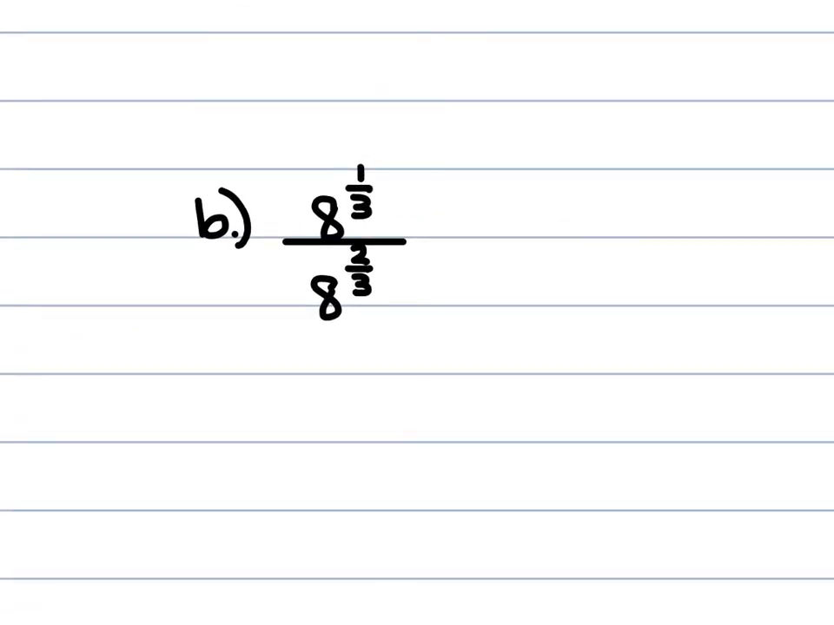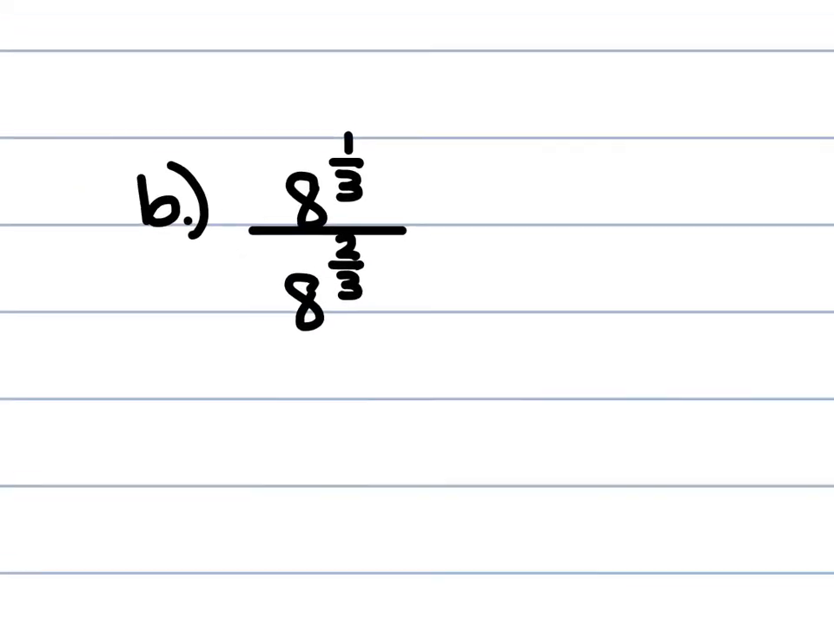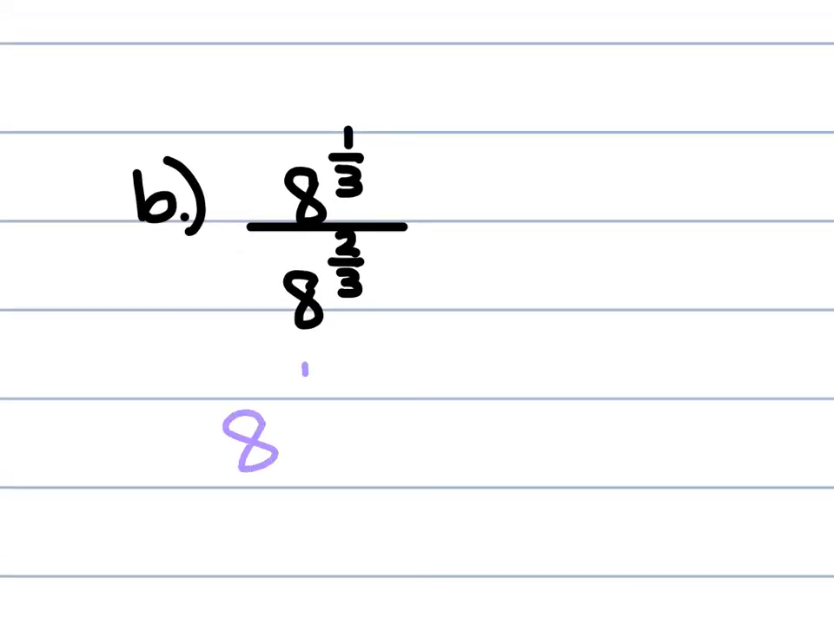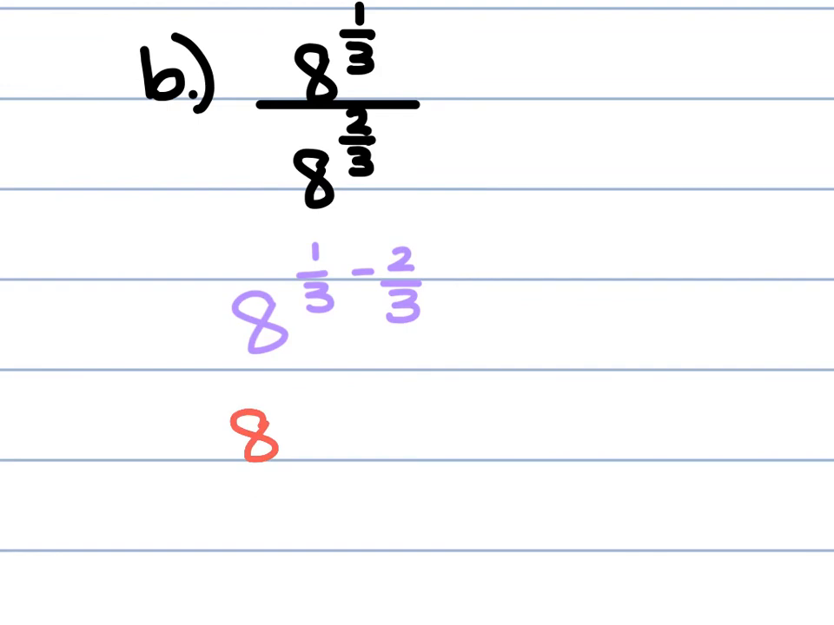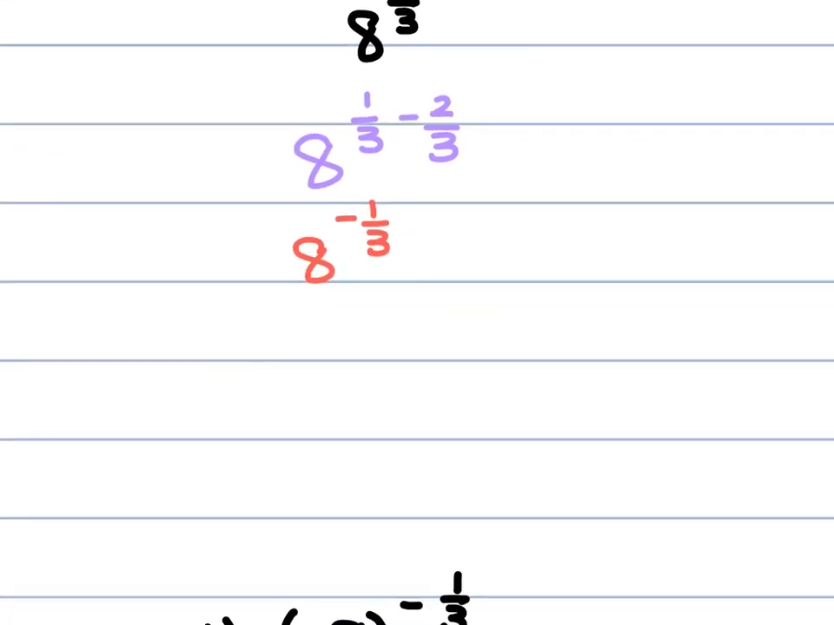For B, we have 8 to the 1/3 over 8 to the 2/3. Remember, the base is the same. On top of each other, we are subtracting. So we have 8 to the power of 1/3 minus 2/3. Denominators are the same, which I forgot to mention for the one that we just did. So just subtract the numerators. So this is going to be 8 to the negative 1/3. Remember, negative 1/3 means take the reciprocal. So this is going to become 1 over 8 to the 1/3.